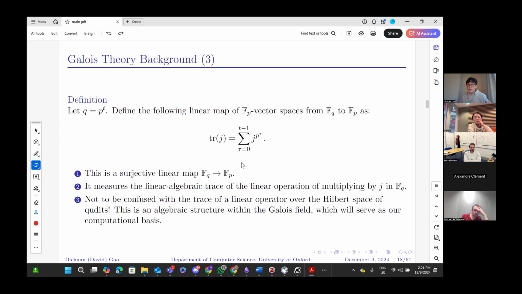It's called the field trace because it measures the linear algebraic trace of this linear operation, which is just defined by multiplying by j. So multiplying by j is a linear map from Fq to itself, and so it has a trace, and this is precisely the thing that gives you that trace. But it's really important not to confuse this with a trace of a linear operator over the Hilbert space of qudits, because the field Fq is going to be our computational basis. So this trace function is an algebraic structure within my computational basis. Okay.